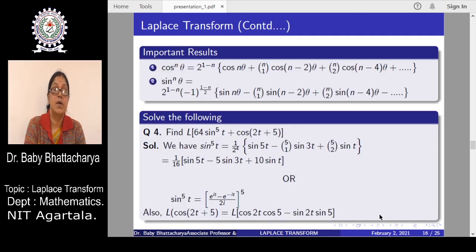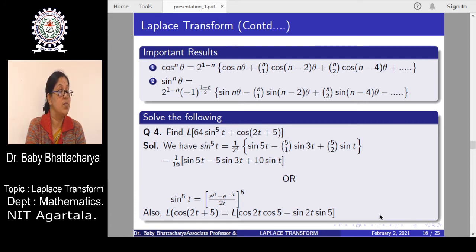we are to remember some important results to find the Laplace transformation whenever the power is beyond 3 or 4. That is, when the circular function appears in the form cos to the power n theta or sin to the power n theta. Now, to remember these two formulae, we have cos to the power n theta expressible in the form of 2 to the power 1 minus n whole into cos n theta plus nC1 cos n minus 2 theta plus nC2 cos n minus 4 theta plus and so on. This is for cos to the power n theta.